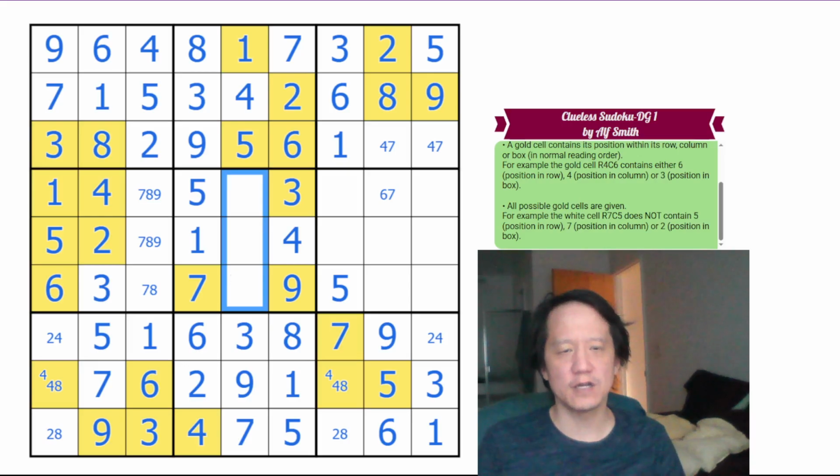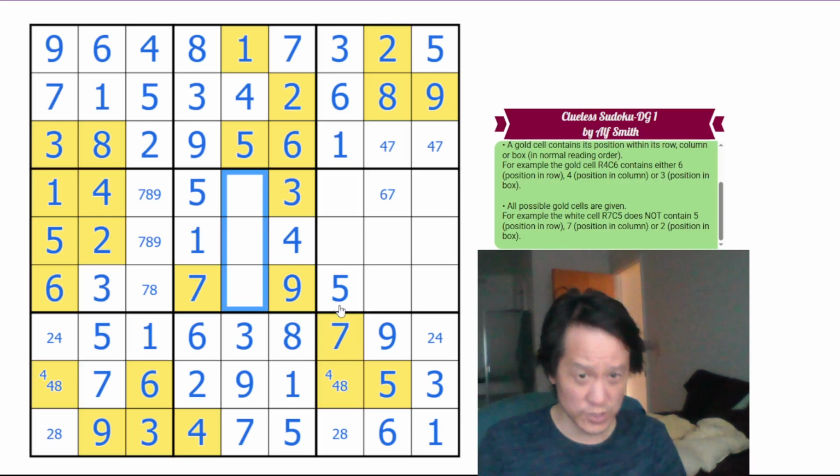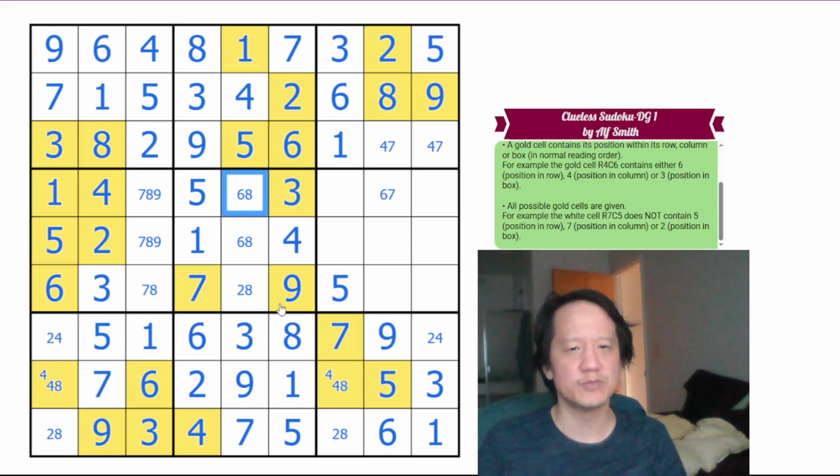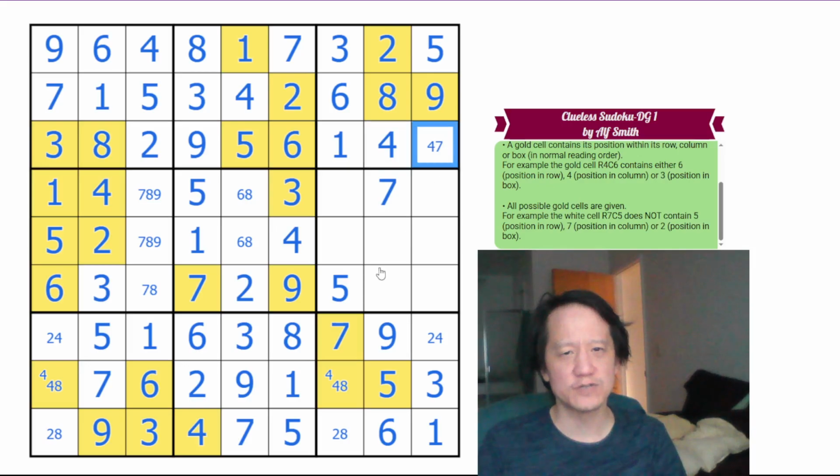Remaining digits in column 5 are 2, 6, and 8. This can't be 2, this can't be 6. By disjoint sets, this can't be a 2 because we have a 2 in that same position. So this is a 6, 8 pair, which means this can't be 8. This is 2. This 6 eliminates 6 here, so it's 7, which makes this 4, which makes that 7. 7 eliminates 7 here.